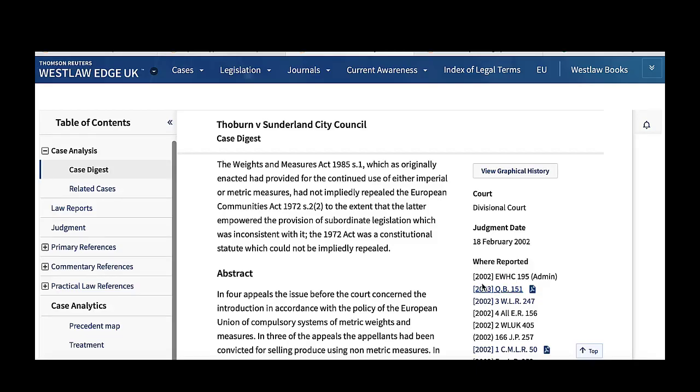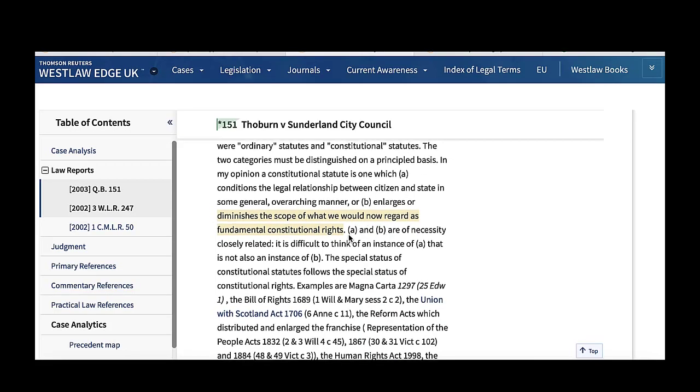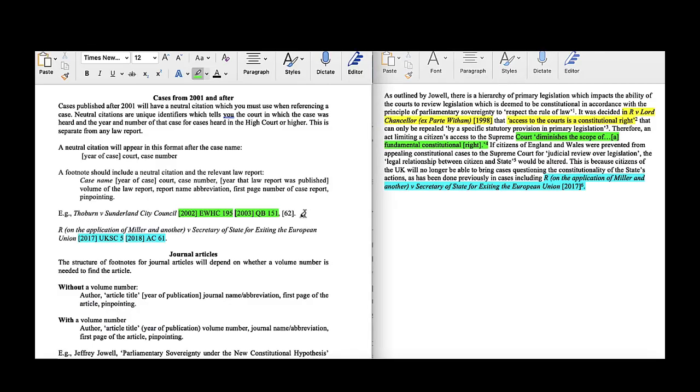To pinpoint, you must then find the quote in the version of the law report that you have cited. Here the reference should include [62] in brackets, because the quote is directly from paragraph 62 of the QB law report.